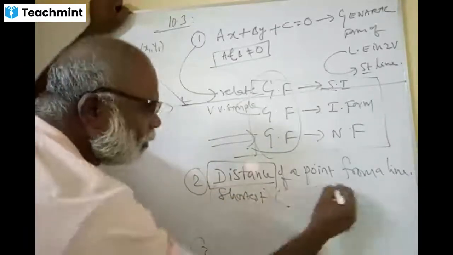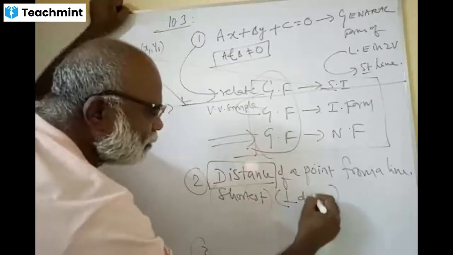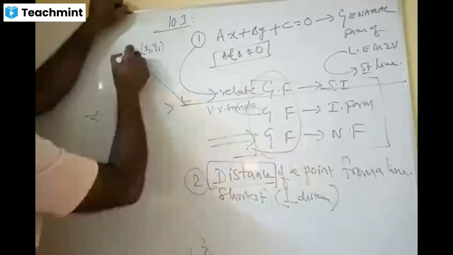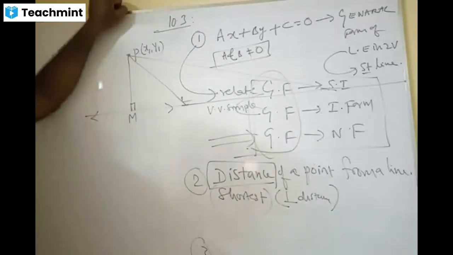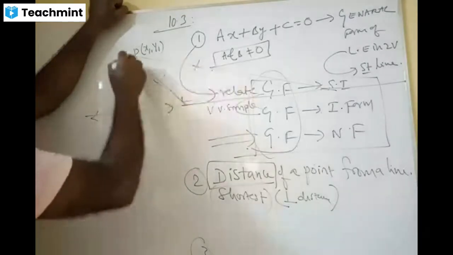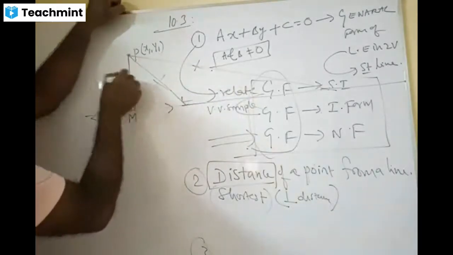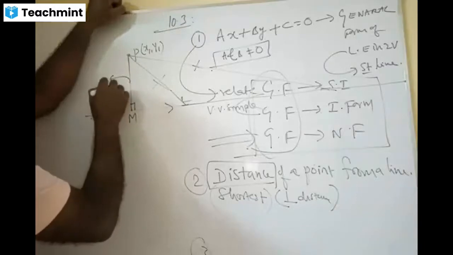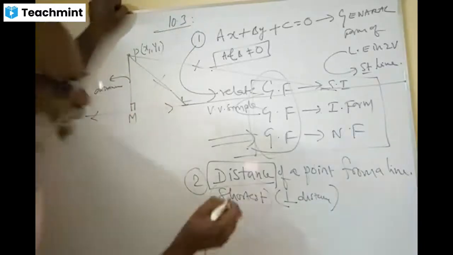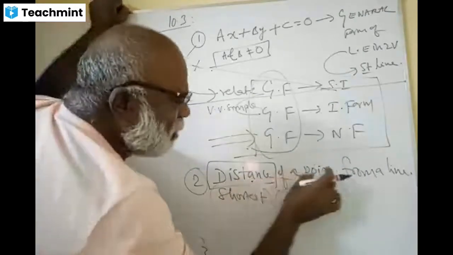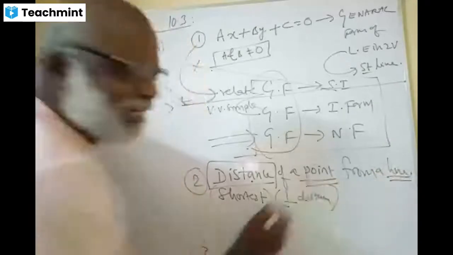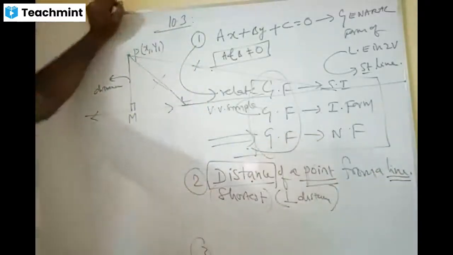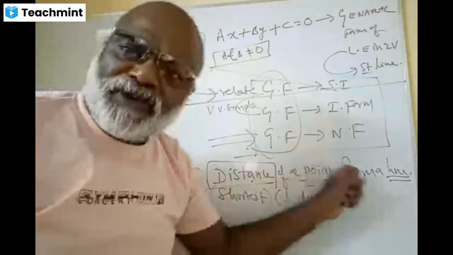Shortest, bracket, perpendicular distance. So I have to draw a line like this, which is perpendicular, PM. Not this, and not this, and this is called the distance of a point from the line, dears. Friends, let me write the heading here: distance of a point from a line. You need to understand what the two components are in this statement.